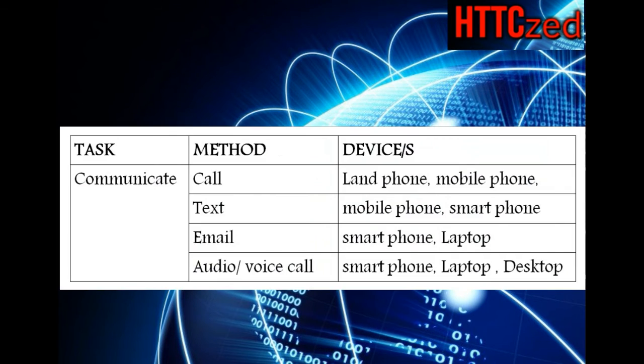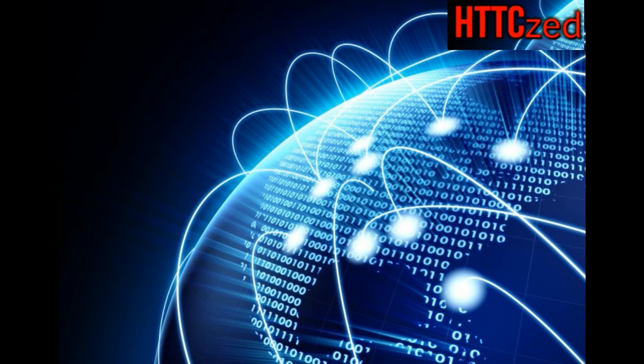to mention a few. You can talk to one person using a land phone or a mobile phone. You can decide to text as your method using devices such as a mobile phone and a smartphone. Or you can send an email as your method using devices such as a smartphone, a laptop, a desktop computer, or a tablet. You can make a video or audio call using devices such as a smartphone, laptop, and a tablet. The last keyword in our definition is sharing.